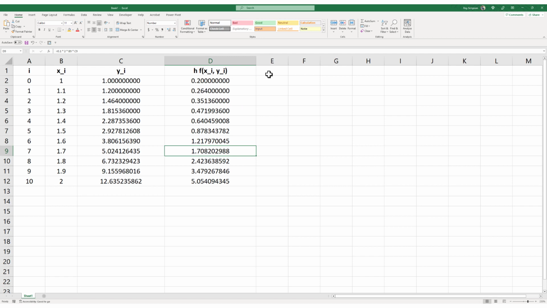And the other thing you might want to do is have on here the true y value, since we know what the actual function is, the solution for this initial value problem. I can say, well, I want to know what the true value of x sub I is. Remember, our solution was equal to e to the x squared minus 1, and e in Excel is exp, so exp of the x value squared minus 1.